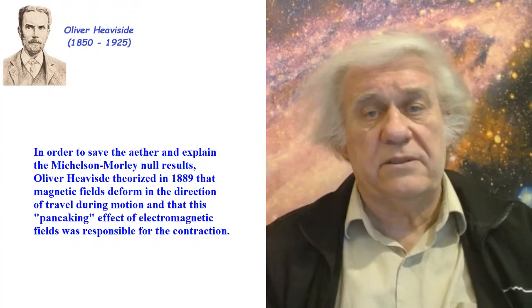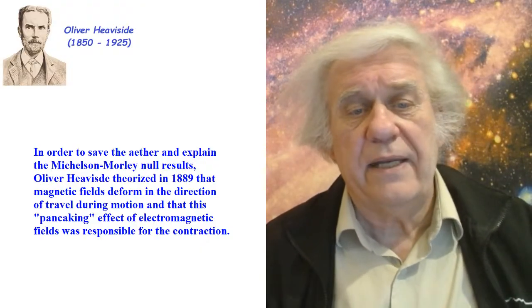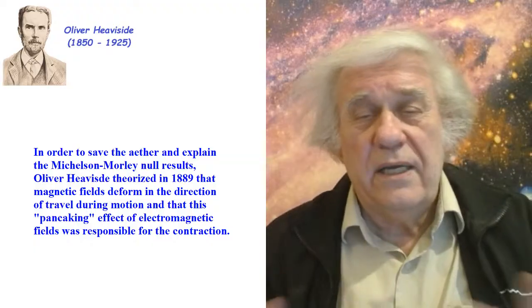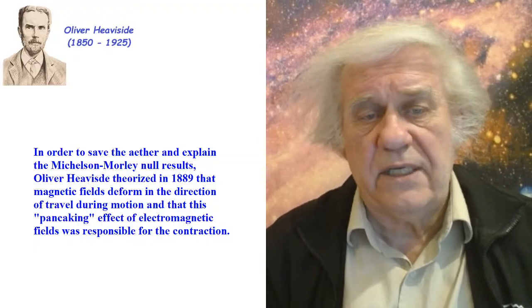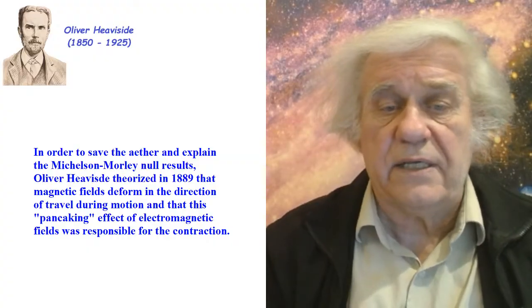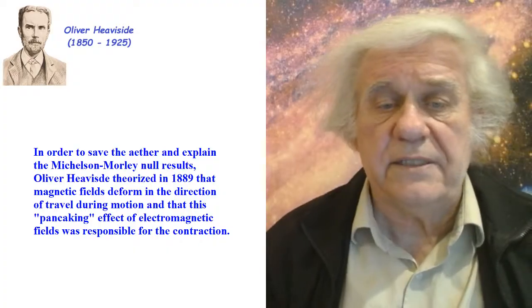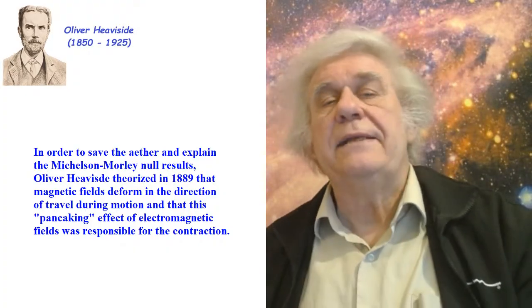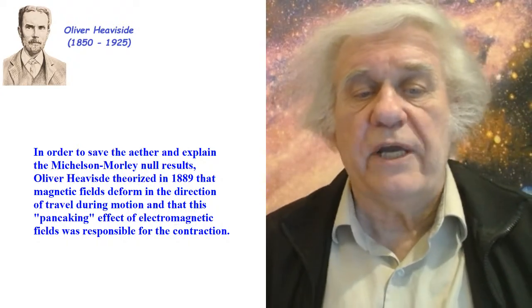He said, no, hold it. Michelson and Morley have to be wrong. There's got to be an ether out there, right? And he said, so what happened? How come he had these null results? And he said, oh, I know. In order to save the ether and explain the Michelson-Morley results, Oliver Heaviside theorized in 1889 that magnetic fields, he was working more on the electric side, right, deform in the direction of travel.